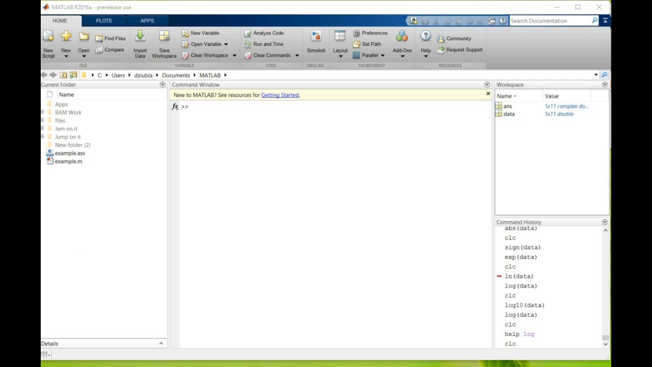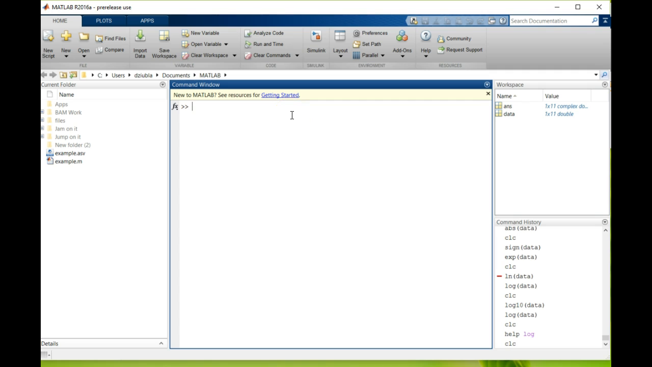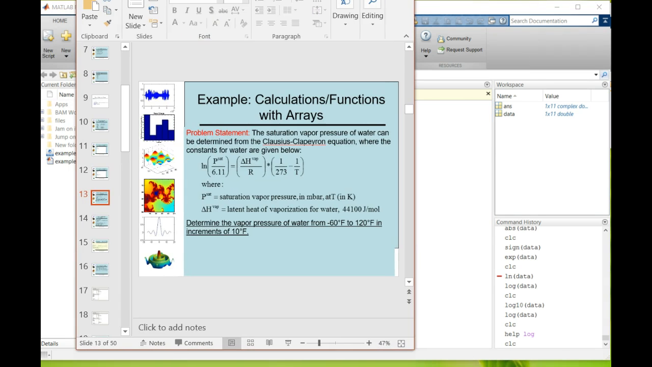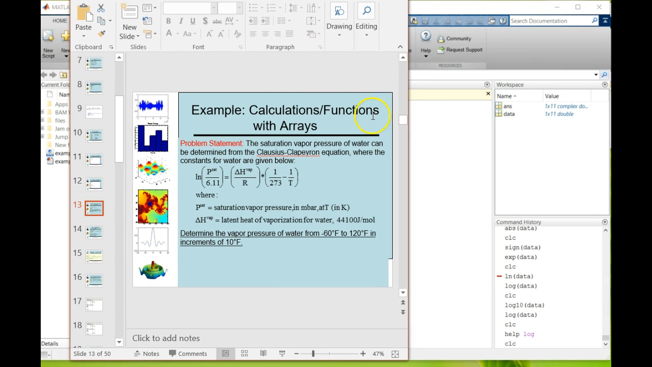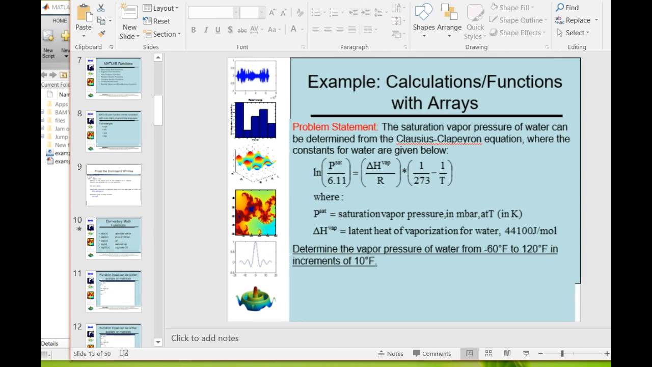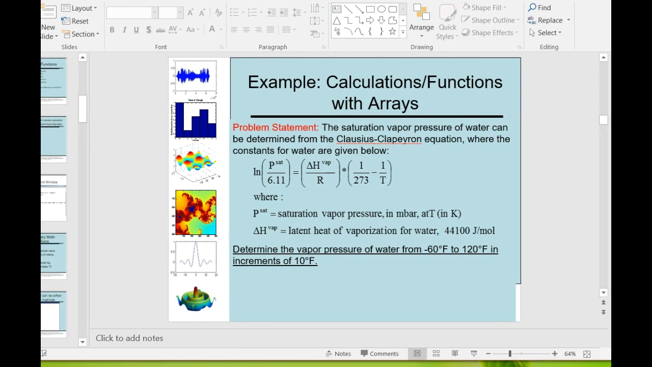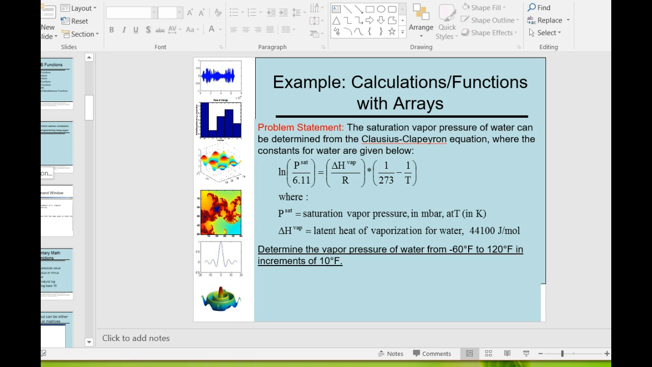So to start with, let's consider an example, and I'm going to go through the example that we have in these PowerPoint slides, step by step. I'm going to bring this slide over into the window so you can see what it is that we're talking about and go from here. So the problem statement that we're going to be operating with is this. We're going to be calculating values with arrays, calculations on functions with arrays.